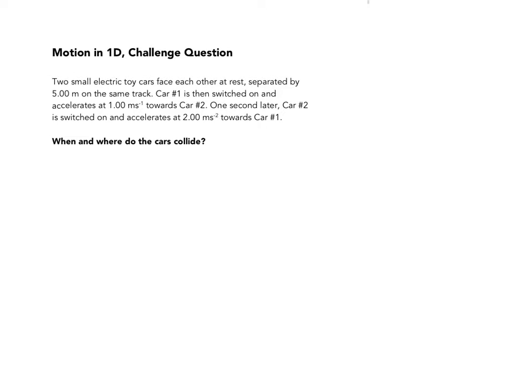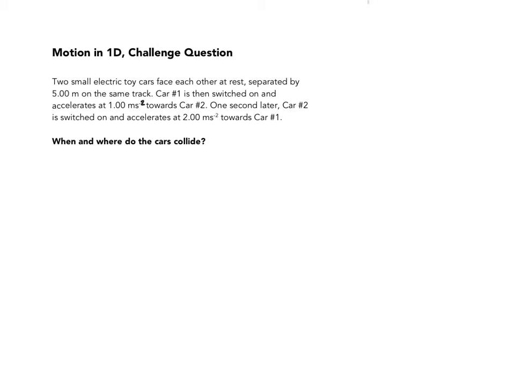Right, so this is the challenge question. There are two cars heading towards one another on a track. They're separated by 5 meters on the track. Car 1 switches on, accelerates at 1 meter per second squared. That should be squared, folks, not -1. Towards car 2. A second later, car 2 starts to switch on and accelerates at 2 meters per second squared towards car 1. So when and where do they collide?